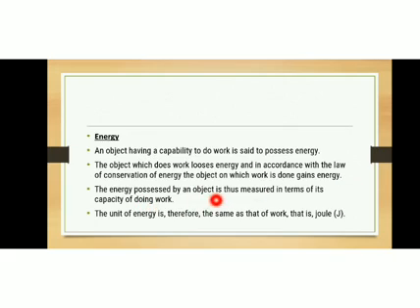The energy possessed by an object is thus measured in terms of its capacity of doing work. So the unit of energy is the same as that of work. The unit of work is joule, so the unit of energy is also joule, and energy is the capability or capacity to do work.